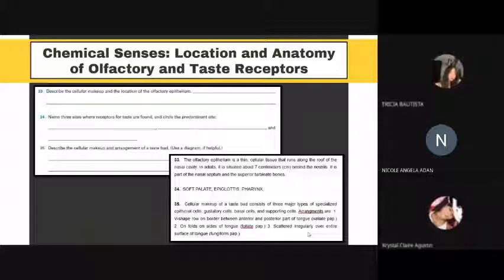Number 35. The cellular makeup of a taste bud consists of 3 major types of specialized epithelial cells: gustatory cells, basal cells, and supporting cells. Arrangements are: number 1, a V-shaped row on the border between the anterior and posterior part of the tongue, the vallate papillae. Number 2, the folds on the sides of the tongue. Number 3, scattered irregularly over the entire surface of the tongue.